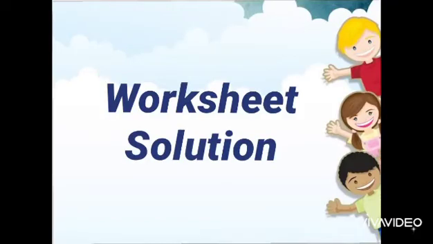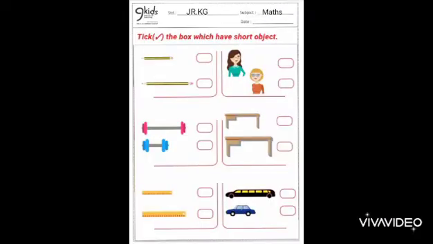Now I am giving you the solution of the worksheet which I gave you yesterday for your practice work. This is the worksheet which I gave you yesterday for your practice work. In this worksheet, you have to tick the box which have short object. Now tell me, in the first picture, which pencil is short? Yes, the first pencil is short. So we will put a tick mark in the box which is in front of the short pencil.